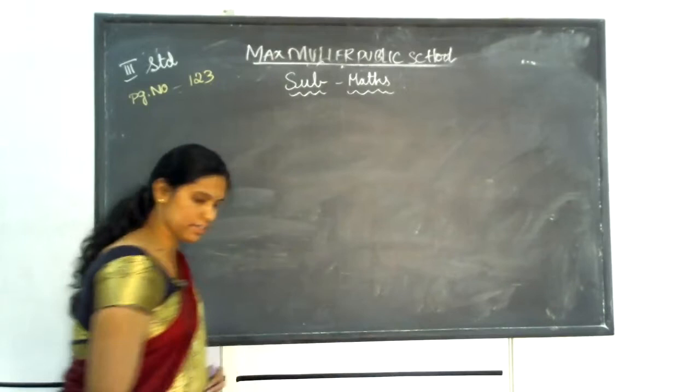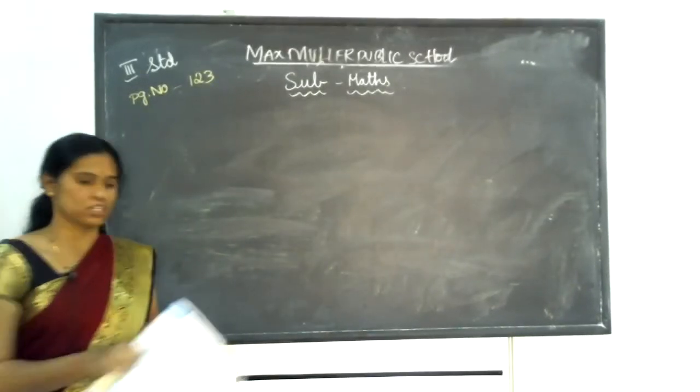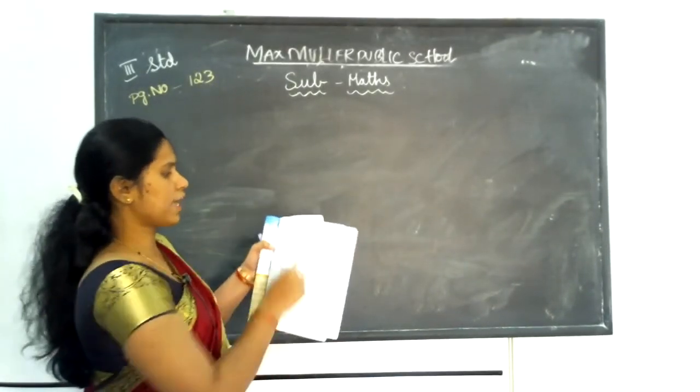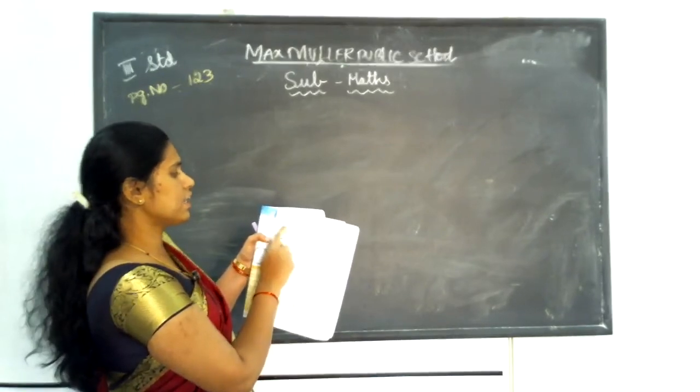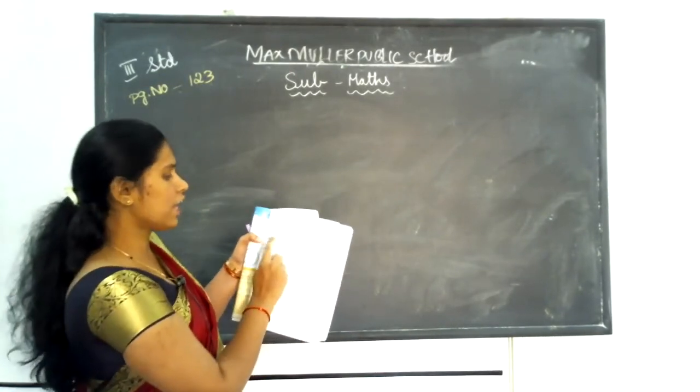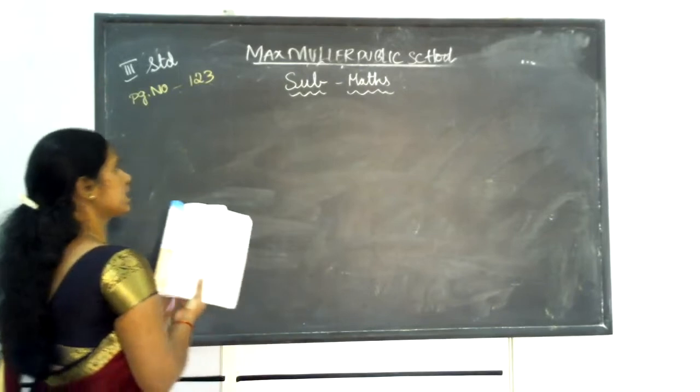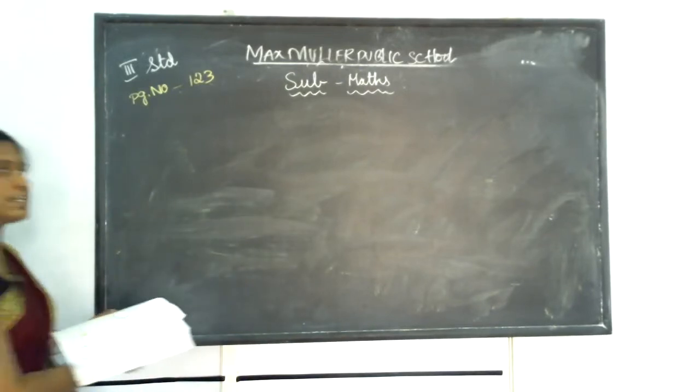So here they have given some clocks. Here in your textbook, exercise 1, read the time they have given. They have given a few clocks. Seeing the time, we have to write the time there.